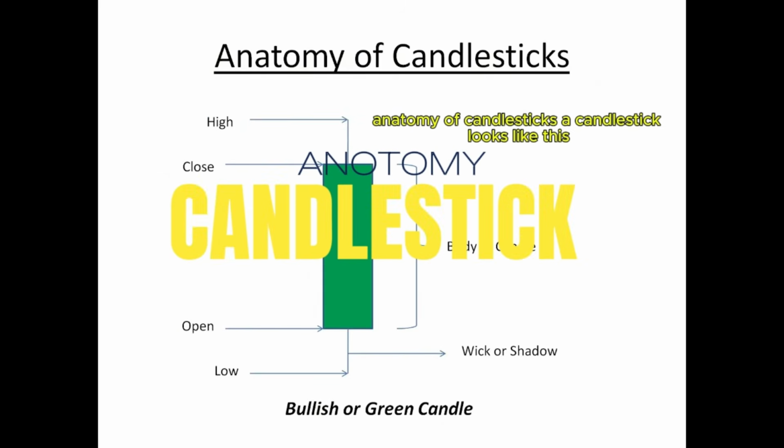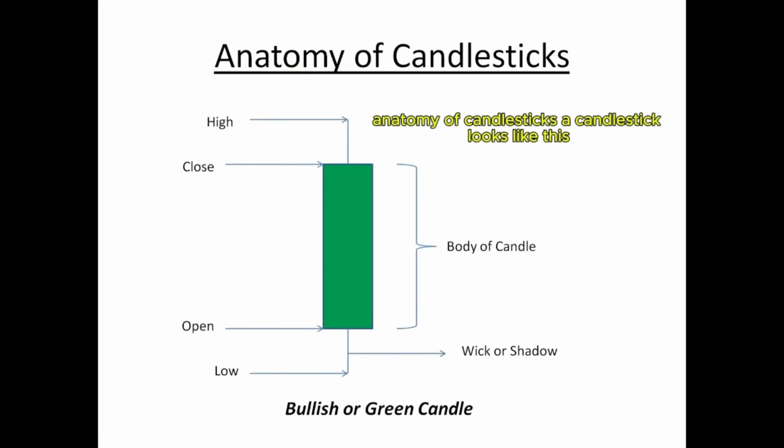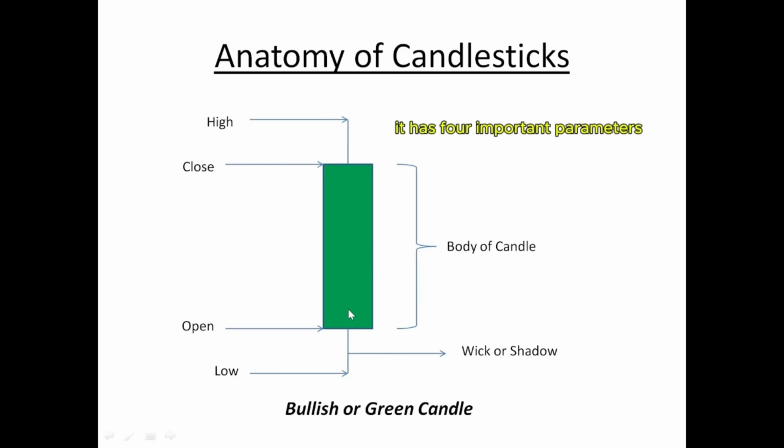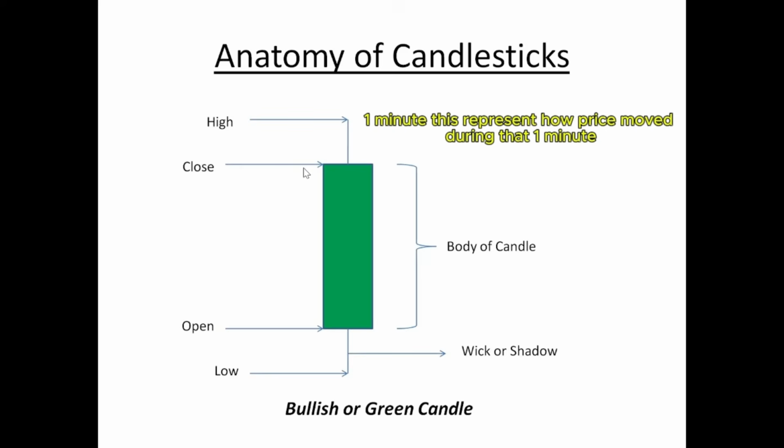Anatomy of candlesticks. A candlestick looks like this. It has 4 important parameters: open of the candle, close of the candle, high of the candle, and low of the candle. A candlestick normally represents the price movement during that particular time period. That means if this candlestick is of 1 minute, this represents how price moved during that 1 minute.